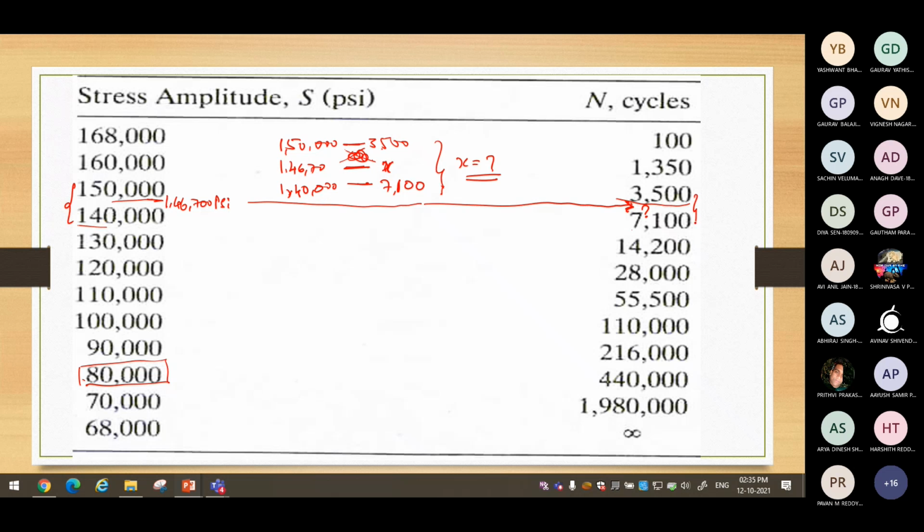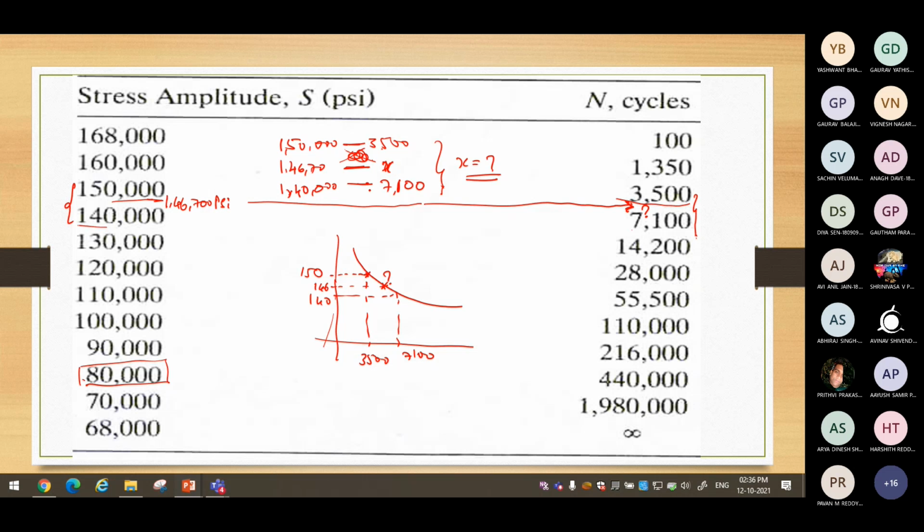But on the other side, it is not a linear variation, because in the S-N diagram you do not have a linear variation; you have some quadratic variation. So you have, for example, this particular point, 150 KSI, with some number of cycles, that is 3,500. You have one more point, 7,100 at 140 KSI. Then what is the value for 146 KSI? This is required. This is not exactly the midpoint. This is not the linear path. Therefore, you have to go for the interpolation.